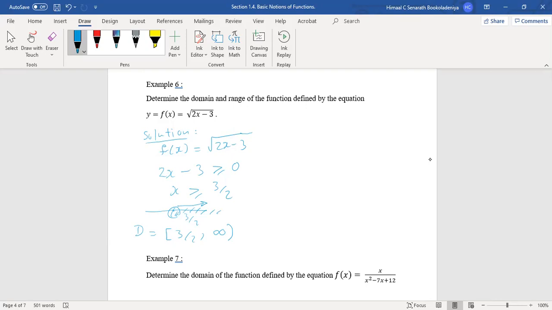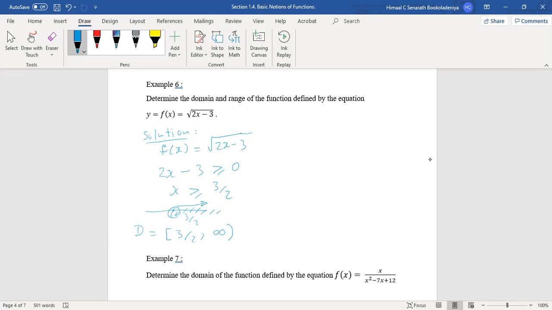If you substitute anything greater than 3 over 2, and 3 over 2 is like 1.5, say you substitute 2, 2 times 2 is 4, 4 minus 3 is 1, greater than 0. If x is 6, 2 times 6 is 12, 12 minus 3 is 9, right? Square root of 9 is 3, greater than 0. So as x is increasing, this f(x) value is increasing unboundedly.